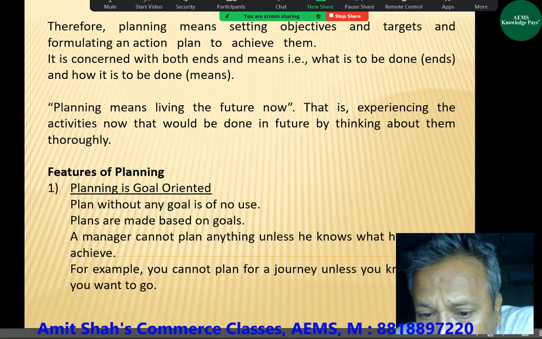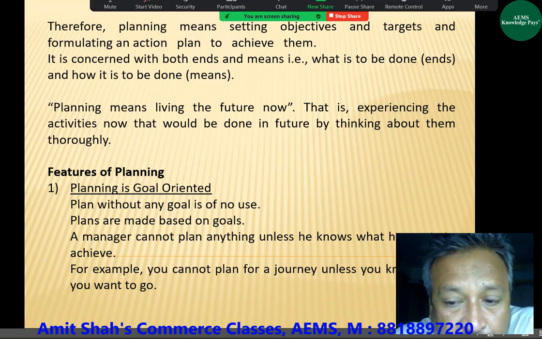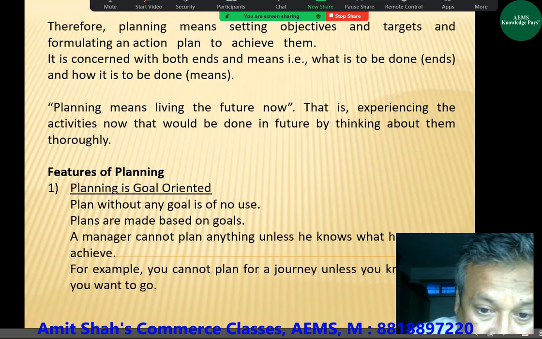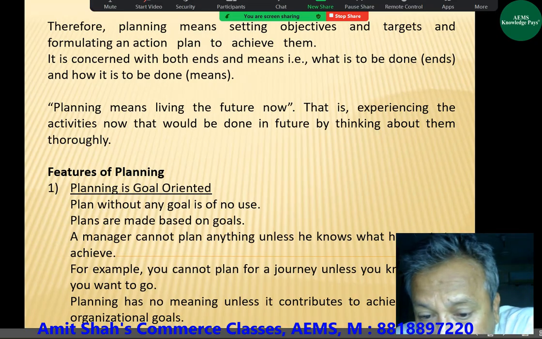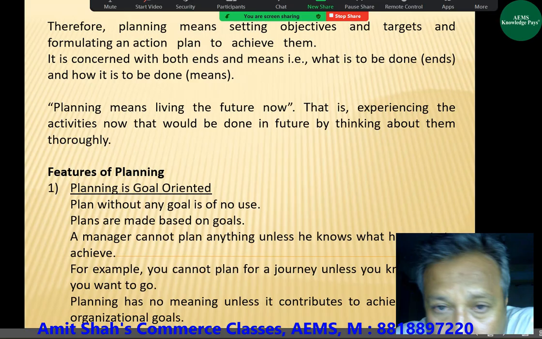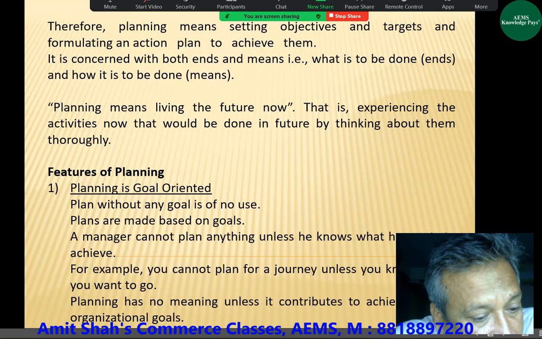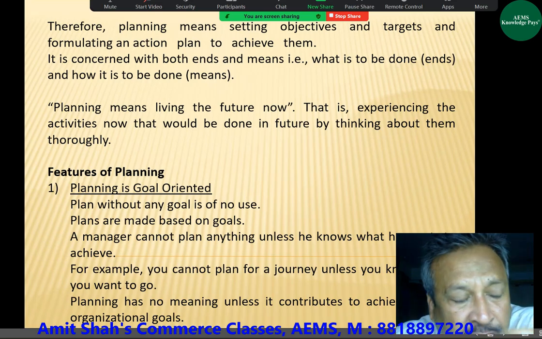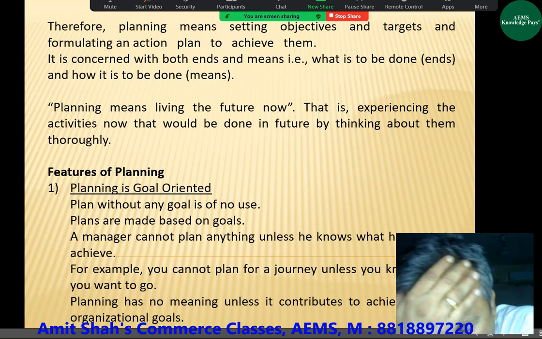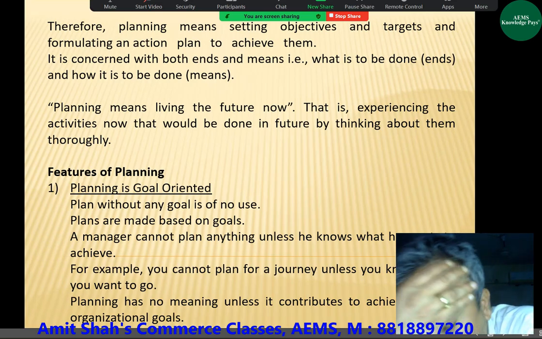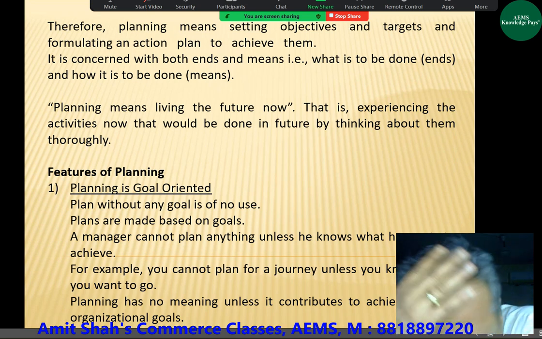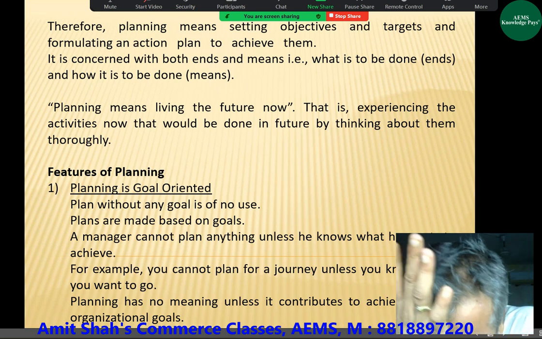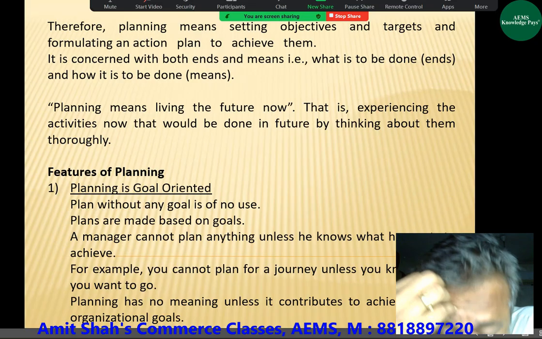For example, you cannot plan for a journey unless you know where you want to go and what is the purpose of going there. Planning has no meaning unless it contributes to achievement of organizational goals. So in the perspective of a business organization, if you do not meet any business goals, then planning by any manager of any department has no sense at all.